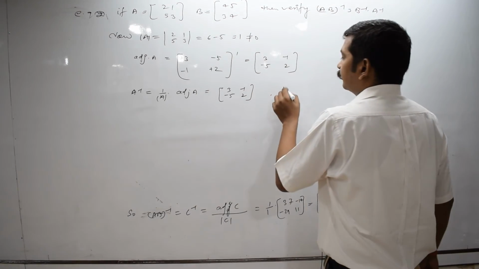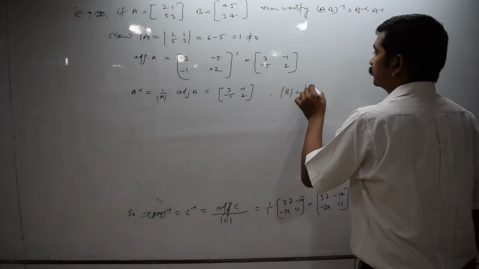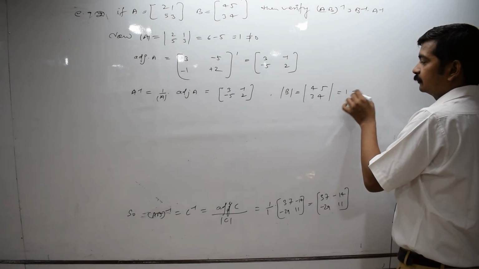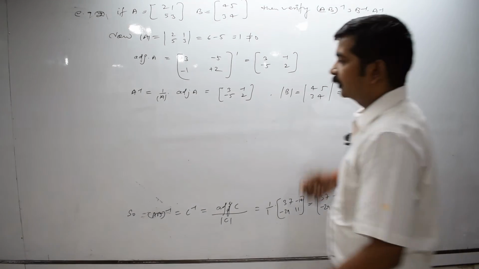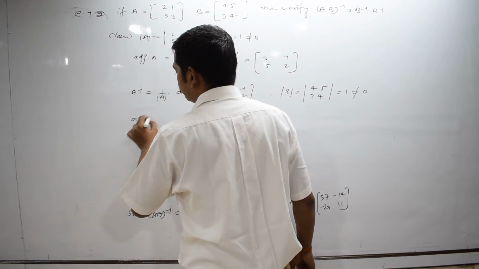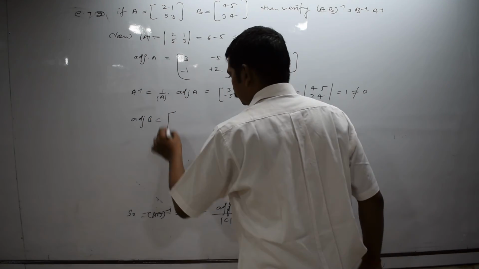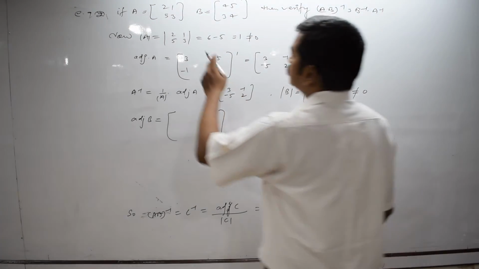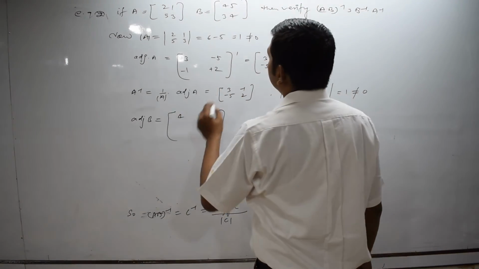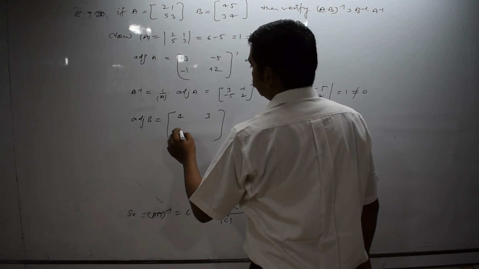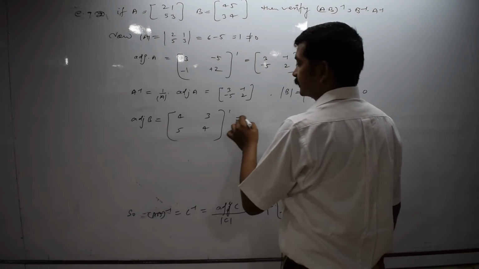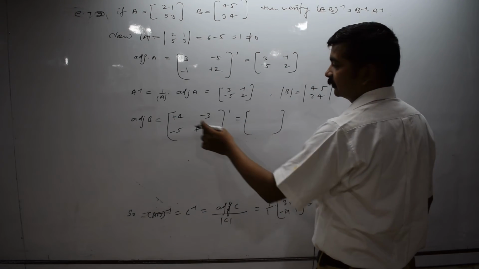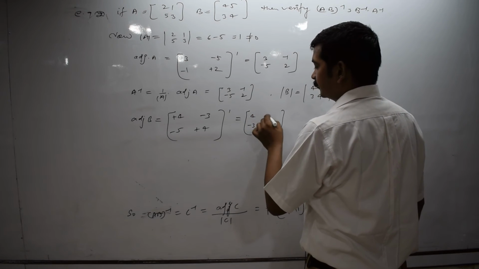So A inverse will be 3, minus 1, minus 5, 2. Similarly, we find determinant B, which is 4 5 3 4, equal to 1, which also does not equal 0. Now we find adjoint B, which will also be the transpose of the cofactor matrix of B. It is found from 4, 3, 5, 4, taking plus, minus, minus, plus as well. This will equal 4, minus 3, minus 5, 4.